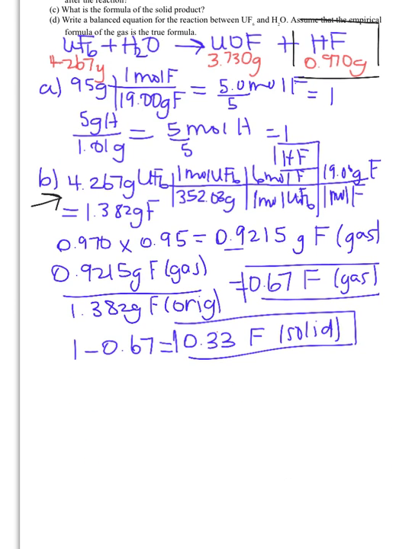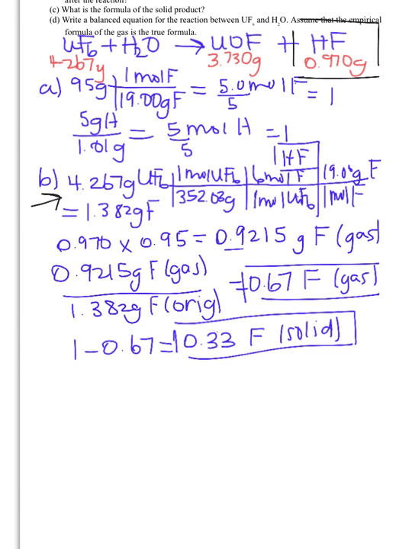Okay, here comes the fun part, part C. What is the formula of the solid product? If I want to find the formula, that means I need my lowest ratio of moles to moles for this UOF solid product that I've made over on the right-hand side.